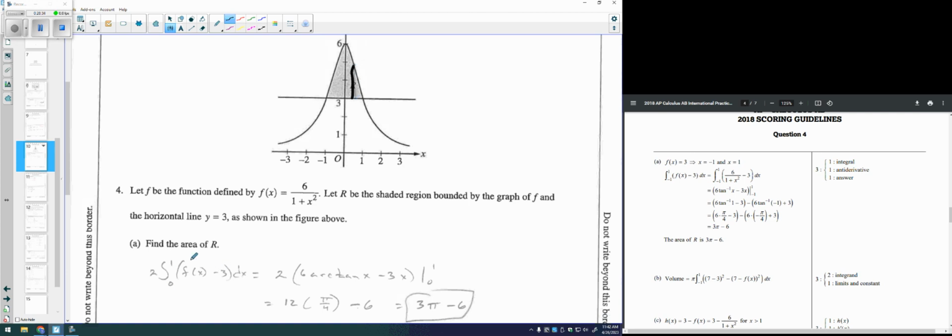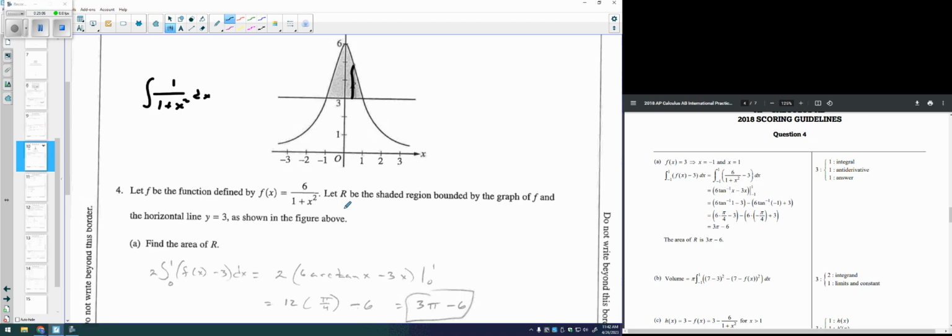Okay. I did a little different. They went from -1 to 1 over that whole entire thing. I showed that these two things are symmetric, so I just went 2 times 0 to 1. It doesn't matter. They're both the same thing. All right. Remember, the integral of 1 over 1 plus x squared is the arc tangent. So I just took that 6 and slid it out in front, and then it's going to be 6 arc tangent.